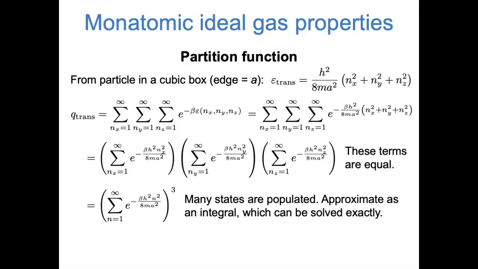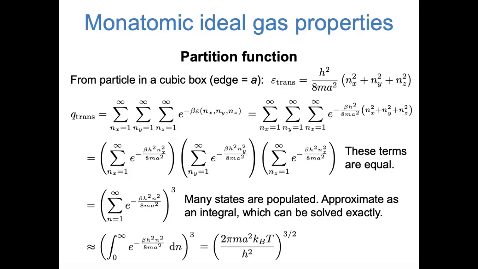That means that instead of treating this as an infinite sum, which is really hard to solve, we can, to a very good approximation, treat it as an integral, which can be solved exactly when we look it up in an integral table. So rather than solving this infinite sum, we can treat it as an integral with bounds from 0 to infinity. And we can look it up in an integral table. This is the integral of a Gaussian function, and its solution is written here.